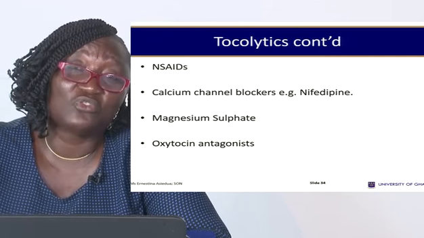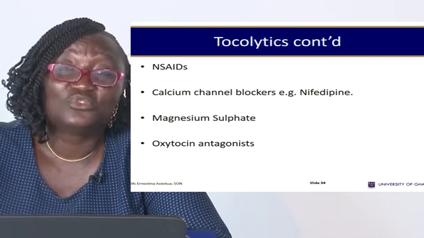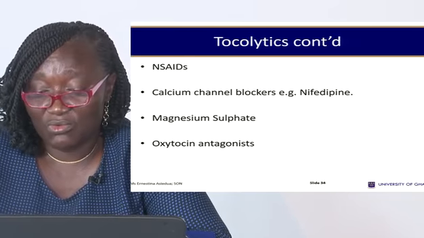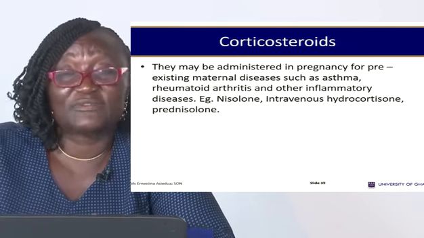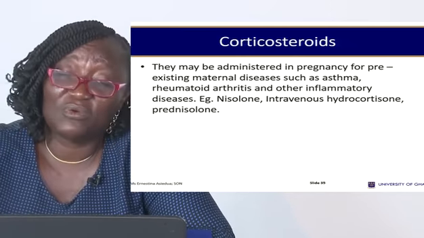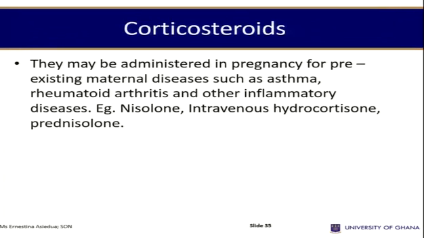You realize that one was also used initially to treat ulcers and also for some abdominal conditions, but modern obstetrics has found it very useful. Then we have the corticosteroids, and these may be contraindicated in pregnancy for pre-existing maternal diseases such as asthma, rheumatoid arthritis, and other inflammatory diseases. Examples are prednisolone, intravenous hydrocortisone, and prednisolone.